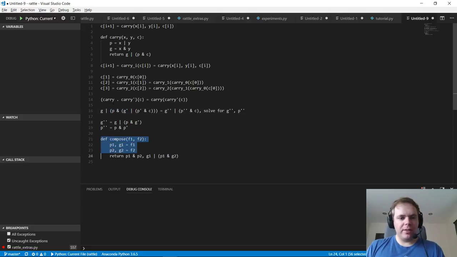So anyway, this is the thing we want to compute. And I'll call this PG compose.